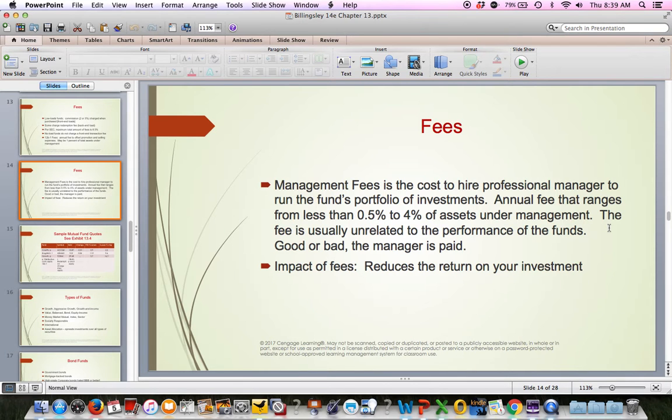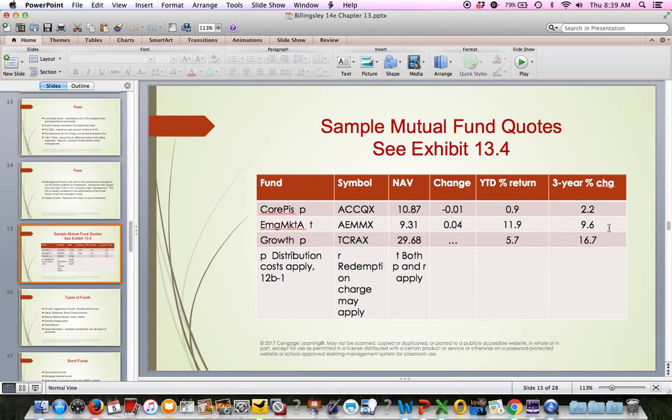The fees are usually unrelated to performance of the funds, good or bad. The manager of the portfolio and the people who are needed to run the portfolio, they get paid in a good year or a bad year. But the thing about fees is they reduce your return. So the downside of a mutual fund is that fee is taken out, and that just reduces your return. The goal is, what most people are assuming, and generally it's the rule, that if you have a professional money manager running your portfolio, they'd get a higher return than you would on your own anyway.